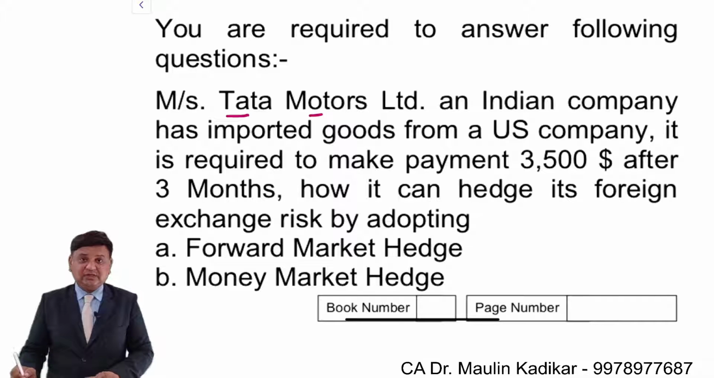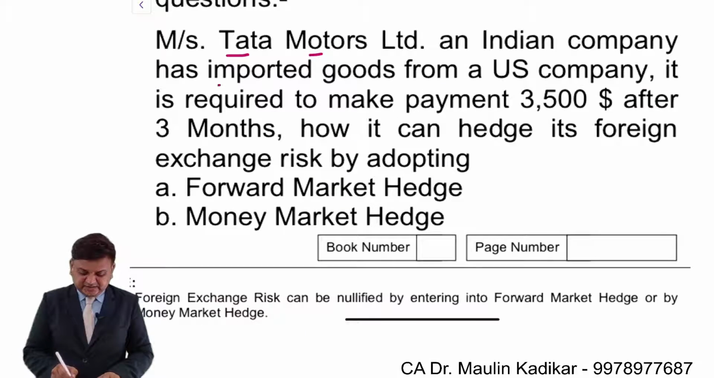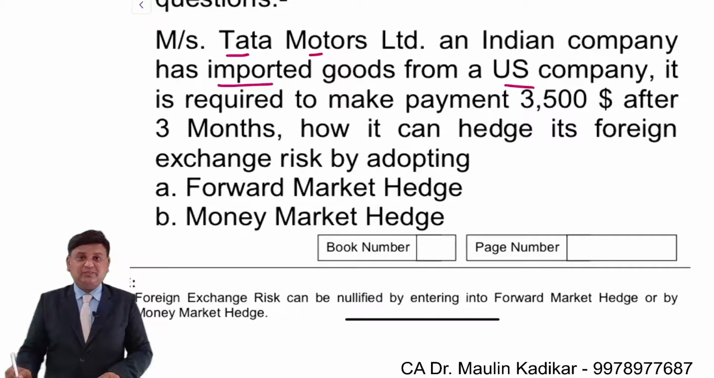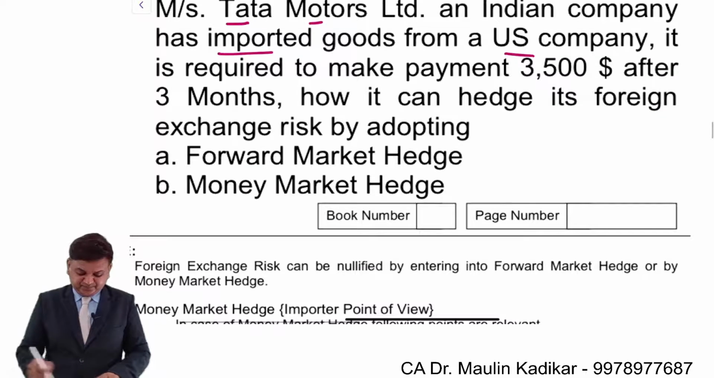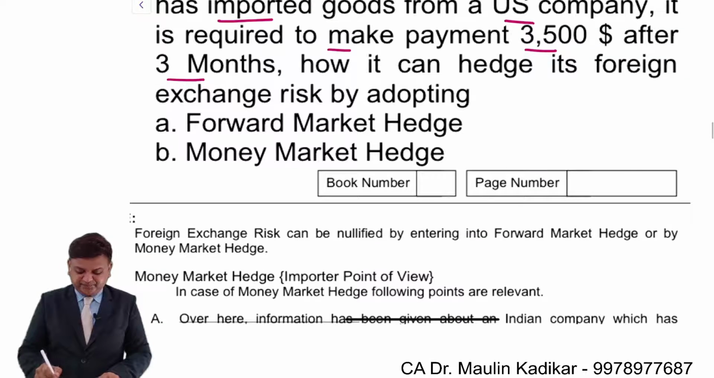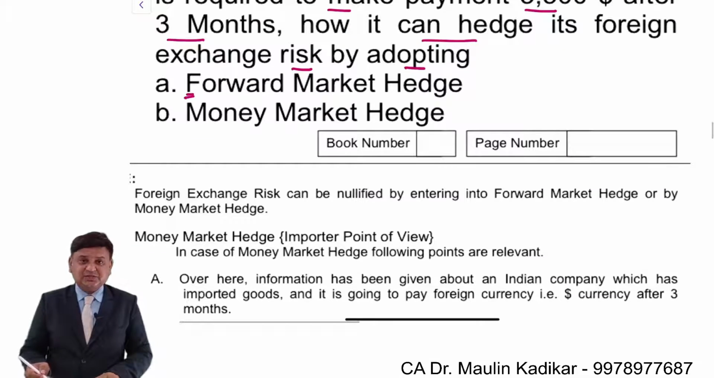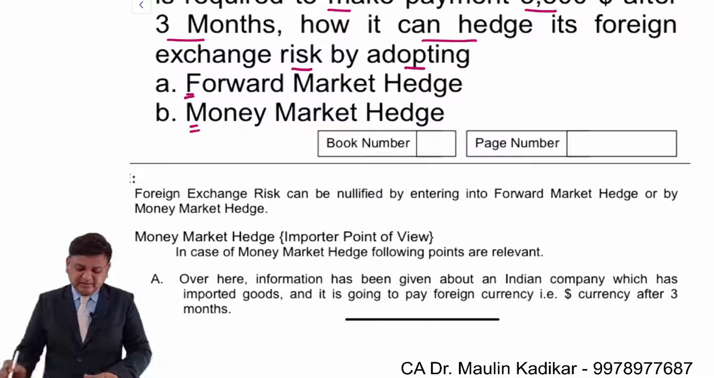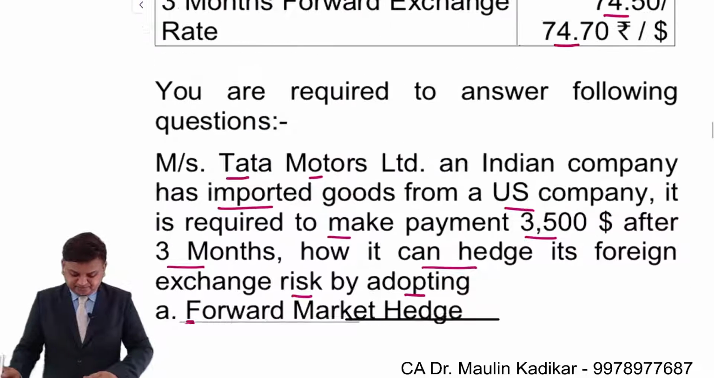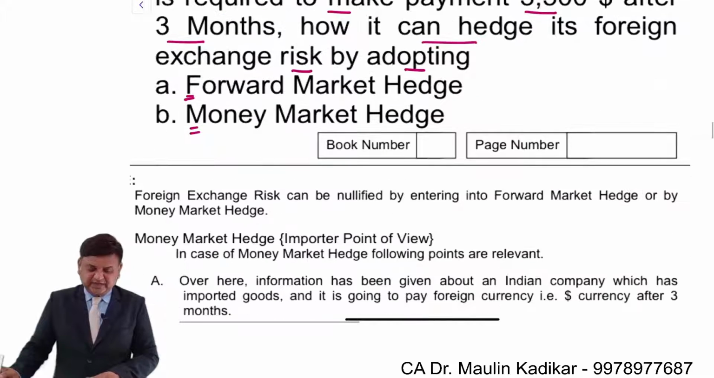Tata Motors Ltd, an Indian company, has imported goods from a US company. It is required to make the payment of $3,500 after 3 months. How can it hedge its foreign exchange risk? By adopting forward market hedge and by adopting money market hedge. That is the question. I want you to tell me the answer in the chat box for forward market hedge.